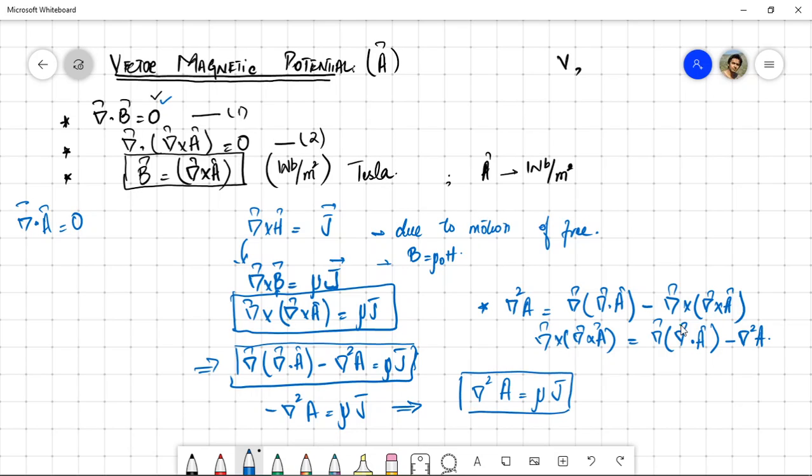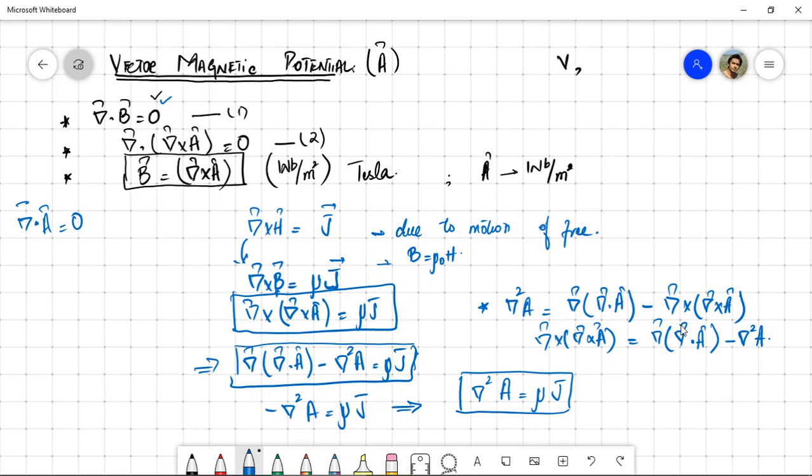Now we have a pretty simple equation for vector magnetic potential, but still it is not in the form that we want. So what he's saying is that he's breaking it down into its x, y, and z components if we are in fact dealing with the rectangular coordinate system.